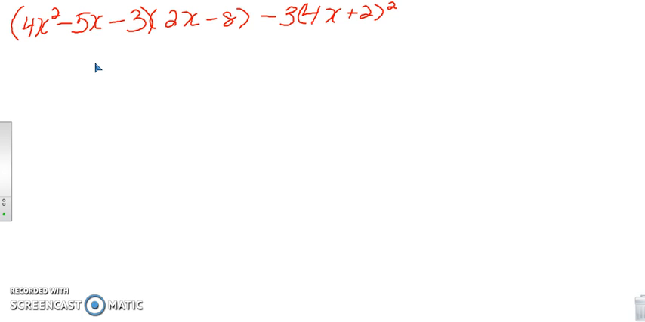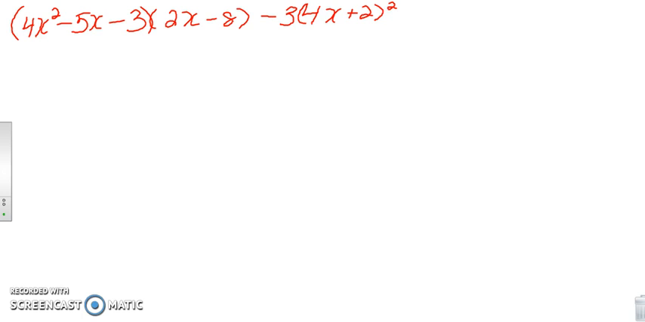In this particular question, we have 4x squared minus 5x minus 3 multiplied by 2x minus 8. And then we have to that minus 3, or negative 3, times 4x plus 2 squared. So in this particular question, we have a lot going on. So I'm going to walk through the process on how to solve a really big one.